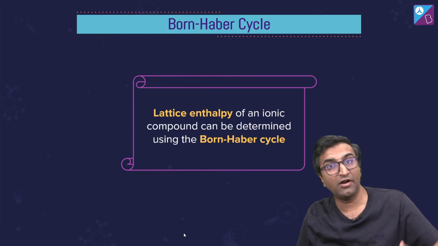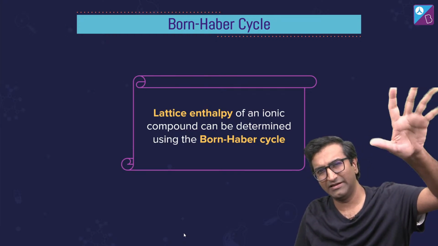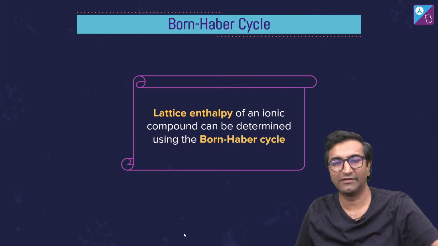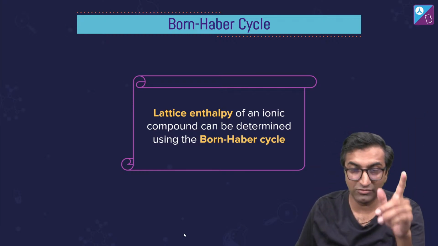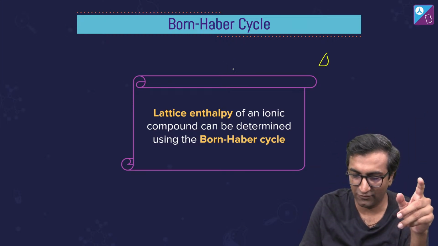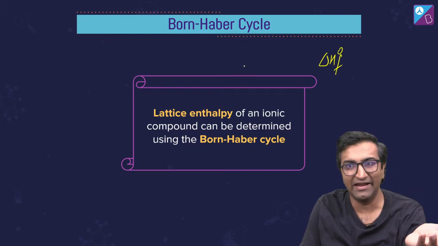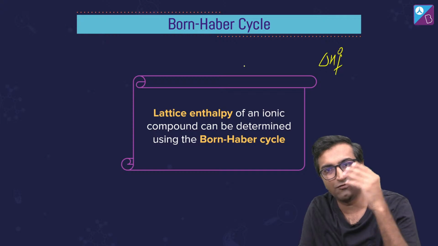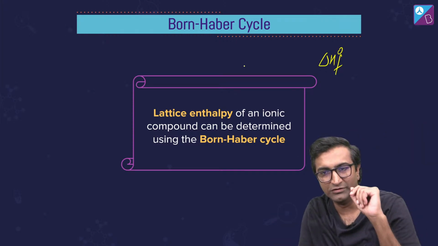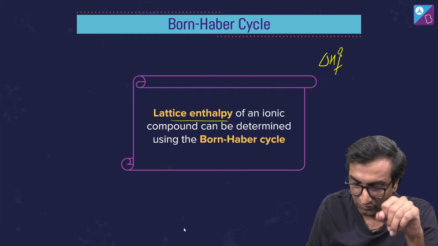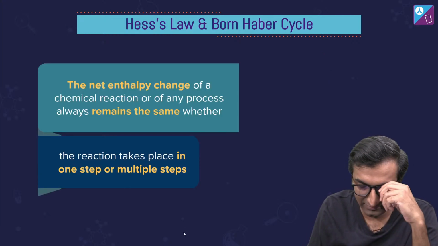नाउ दिस बॉर्न-हेबल साइकिल कॉन्सेप्ट इज बेसिकली एन एक्सटेंशन ऑफ यही हेस लॉ. क्या? एक स्टेप में करो, 10 स्टेप में करो, सेम होगी वैल्यू. ये मैंने आपको शायद जब मैं पढ़ा रहा था डेल्टा H फॉर्मेशन के बारे में, आई गिव यू अ हिंट कि ये एक थियोरेटिकल आइडिया है एंड समटाइम्स यू कांट रियली फाइंड दीस वैल्यूज, सो यू हैव टू डू अ लॉट ऑफ भागदौड़ टू डू दिस. सो वी गोना लुक एट दैट. ठीक है, तो लैटिस एंथैल्पी निकाल सकते हो, डेल्टा HF भी निकाल सकते हो, ईदर वे, राइट.